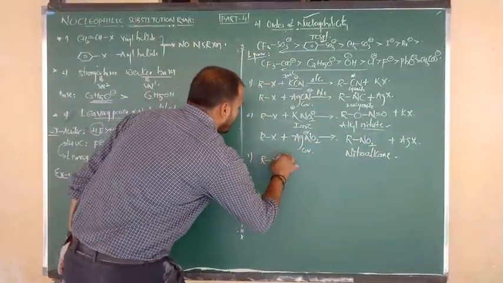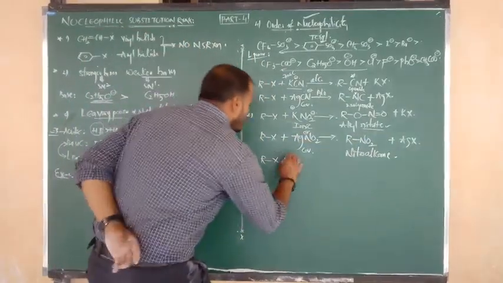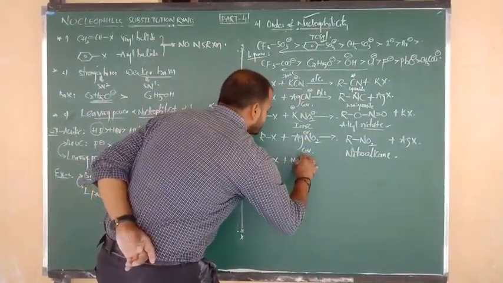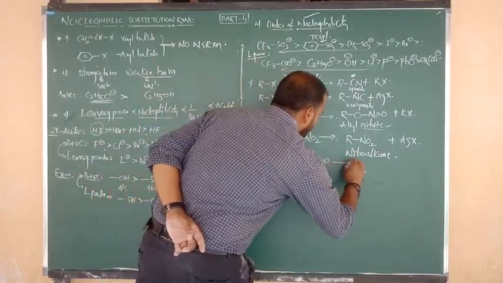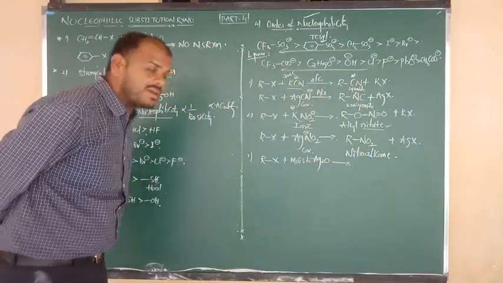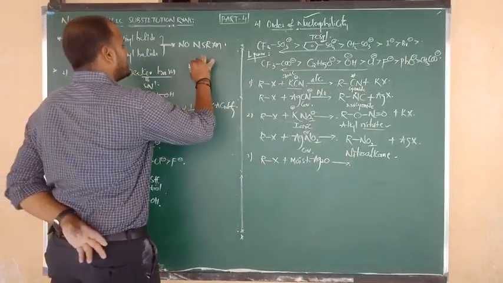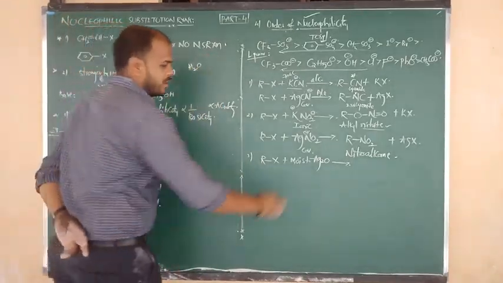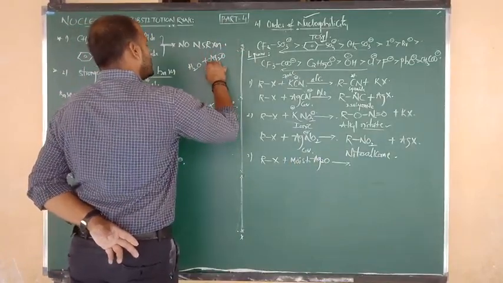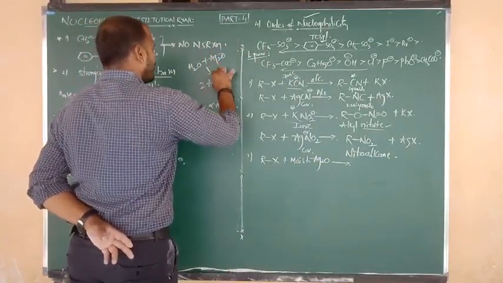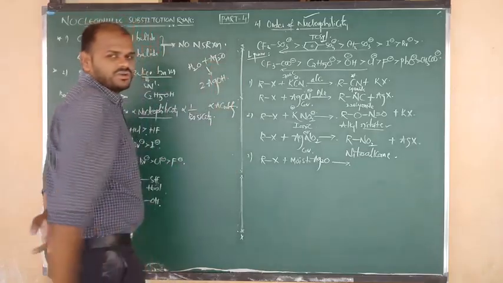Again, the next point: alkyl halides RX undergo reaction with moist silver oxide. Moist silver oxide, I am saying, formula H2O. Which compound? Silver oxide, formula Ag2O. So they form the product, that is 2 moles of AgOH.